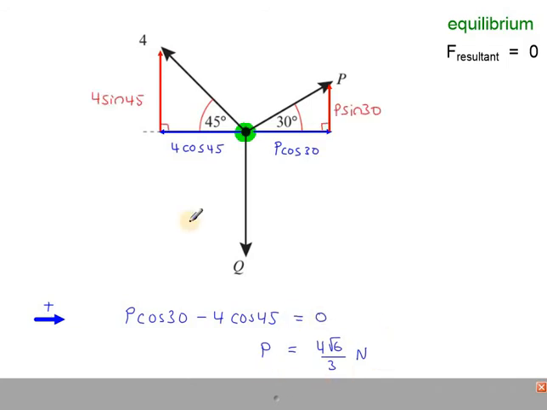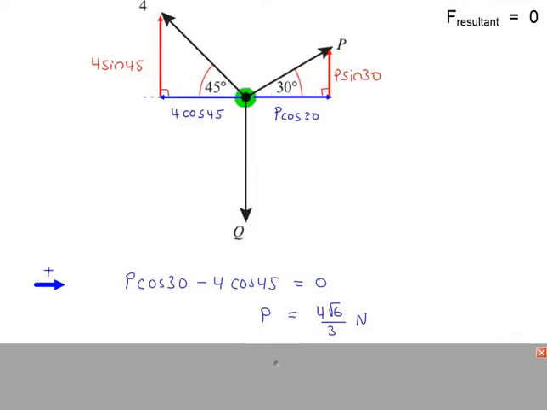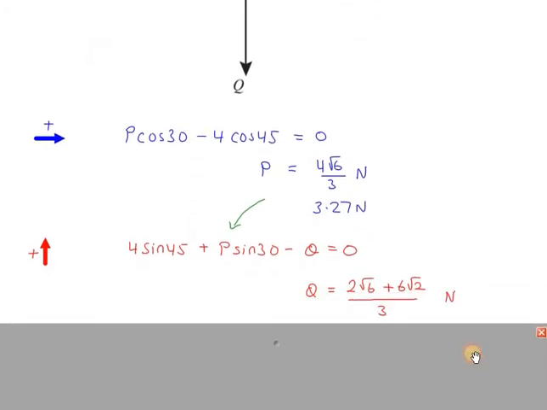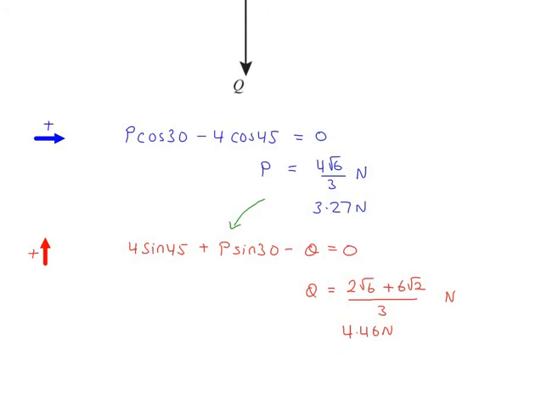Resolving vertically, we have 4 sine 45, P sine 30 and Q. So this time we take the upwards direction as positive, so that's an upwards force, this is upwards, this is downwards, so this one will be negative, and then we solve to get force Q, which can be rounded to 3 significant figures. So we have P and we have Q.